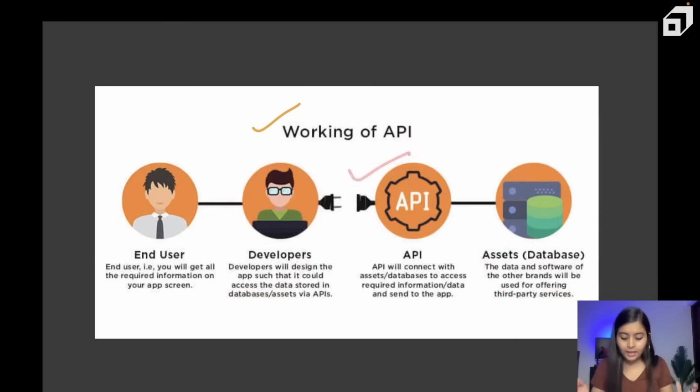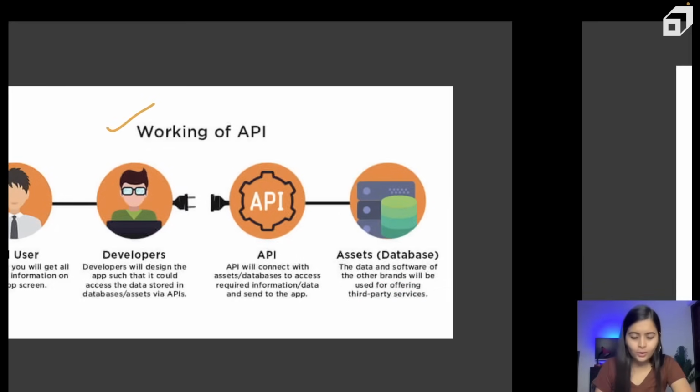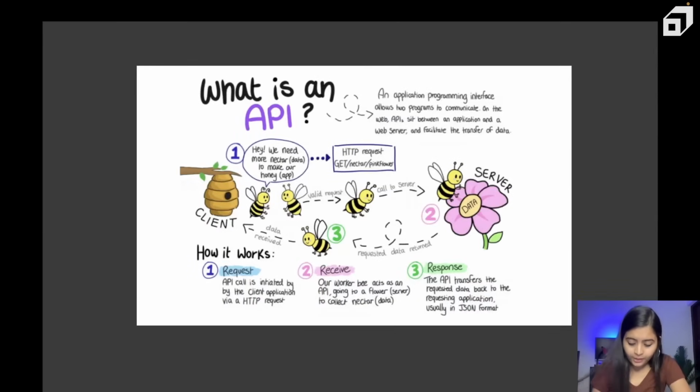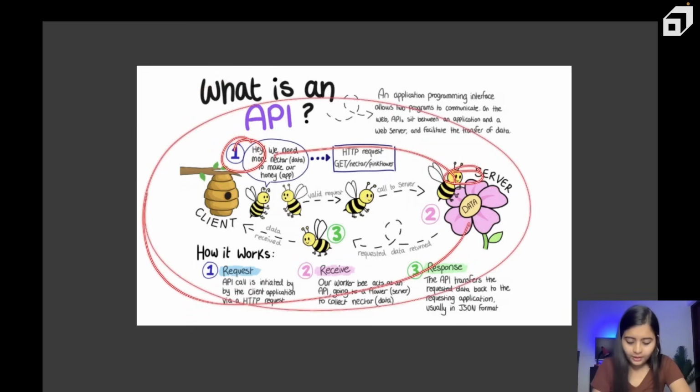So what are APIs? They work as a bridge between these two things. An API will connect to the databases to access the required information and send it to the application. Once we do the practical of it, you will understand it even better. So the full form of API is application programming interface. You can take a screenshot of this and try to understand the flow here. Step 1, then 2, 3, 4, 5, everything, right?